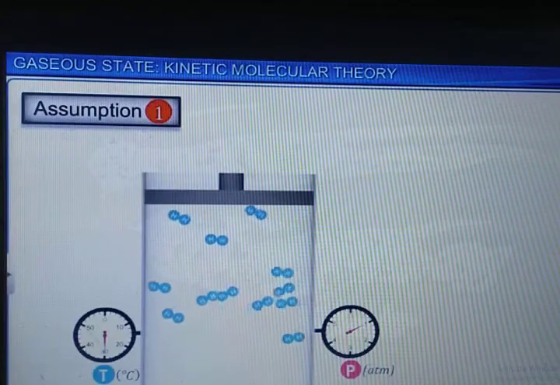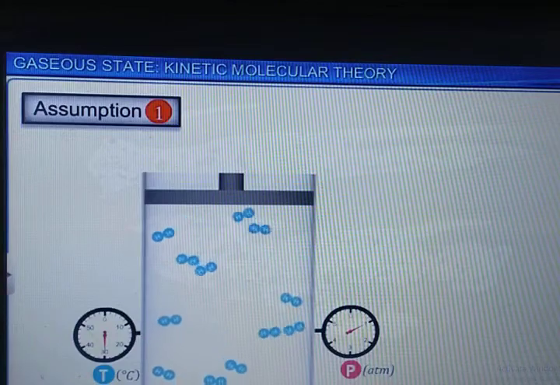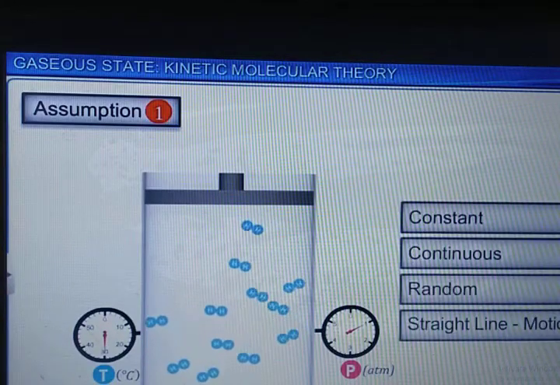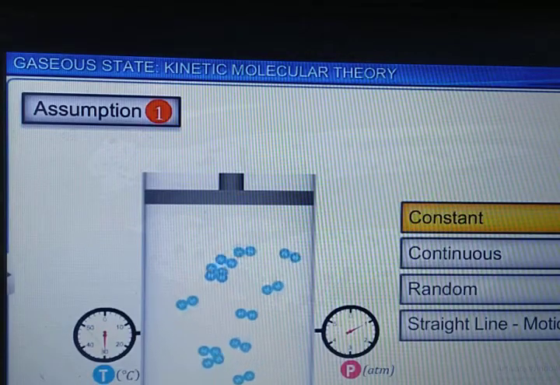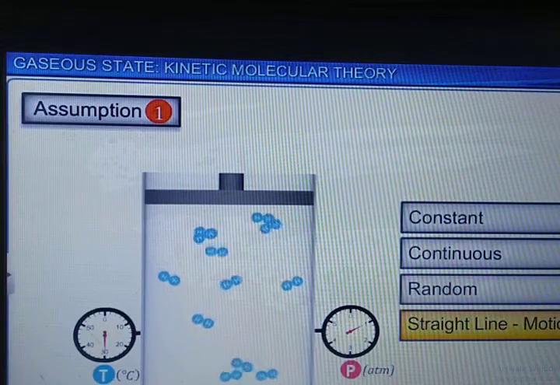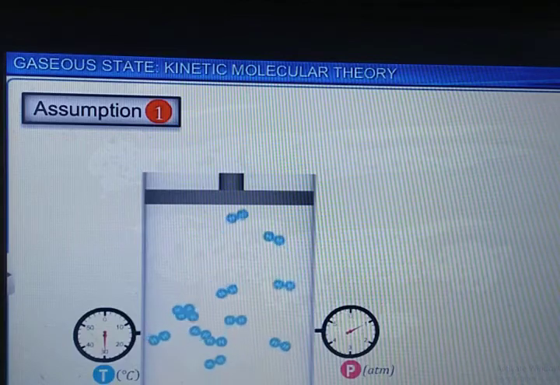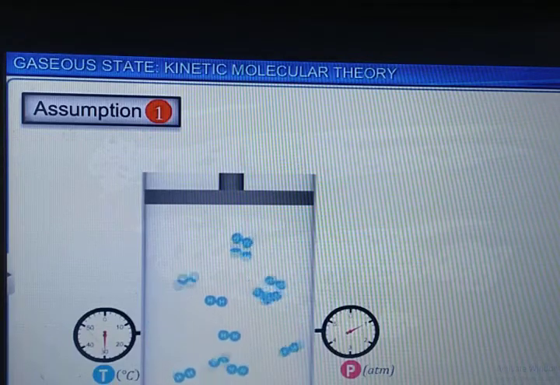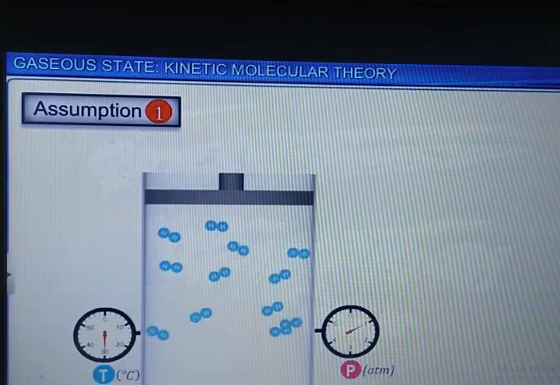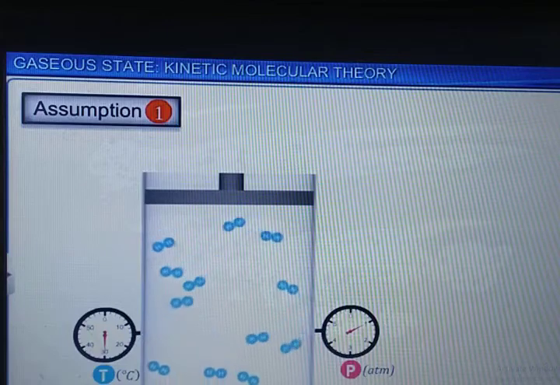Gases consist of a very large number of extremely small particles called molecules, which are in constant, continuous, random, and straight line motion. During their motion, they collide with each other and against the walls of the container. The pressure exerted by the gas is due to the bombardment of its molecules on the walls of the container.